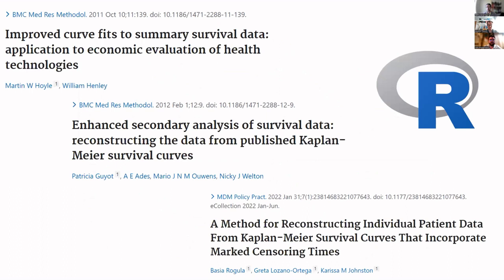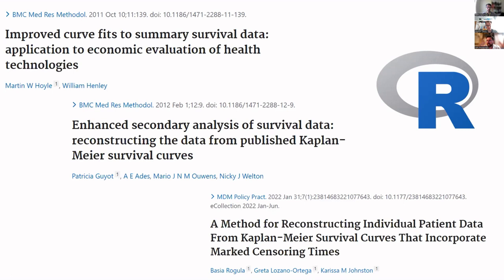So to go ahead, we have today lots of options to fit the data based on this aggregated data. All of them are mainly based on the reconstruction or simulation of IPD. You simulate the IPD from the data extracted, and then you apply the common survival packages like flexsurv and survreg and other packages we have in R.